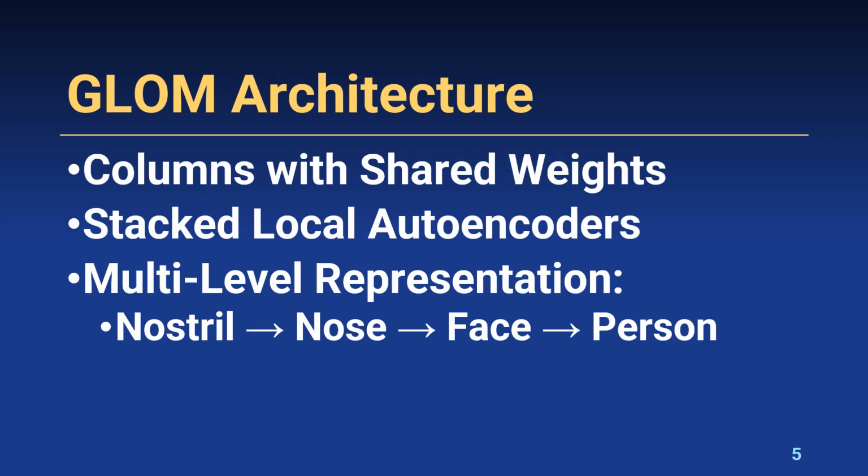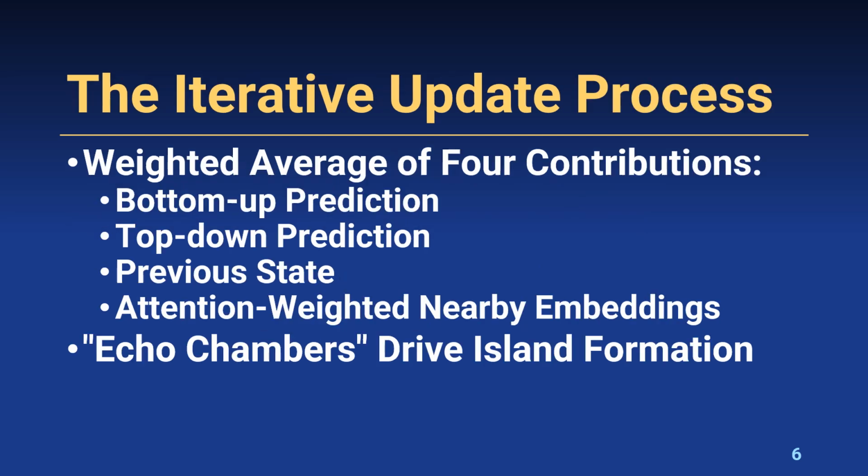The GLOM architecture itself is composed of many columns, all using the same internal weights. These are essentially the learned parameters of the network. Each column is a stack of local autoencoders. An autoencoder is a neural network that learns to encode information into a lower dimensional representation and then decode it back to the original. In GLOM, these autoencoders transform information between different levels of representation within a column, corresponding to levels in the part-whole hierarchy. So, one column might learn to represent a nostril at a lower level, then a nose at a slightly higher level, then a face, and finally a person.